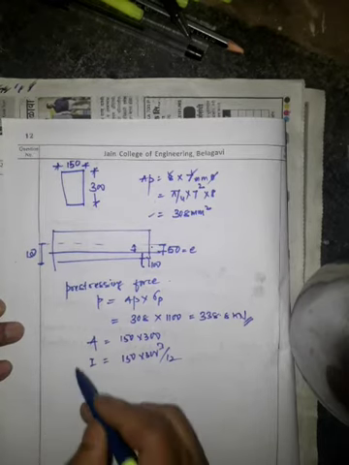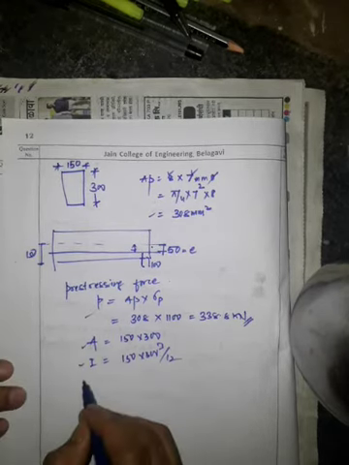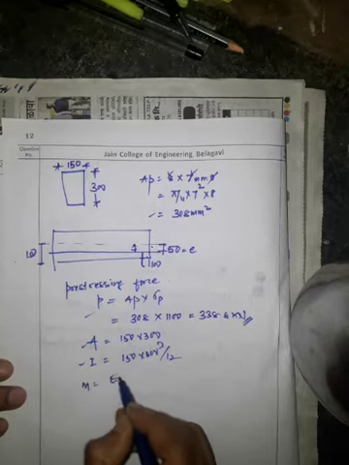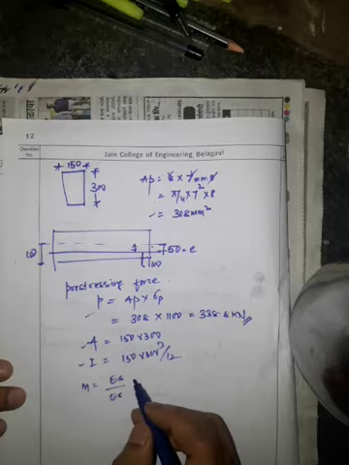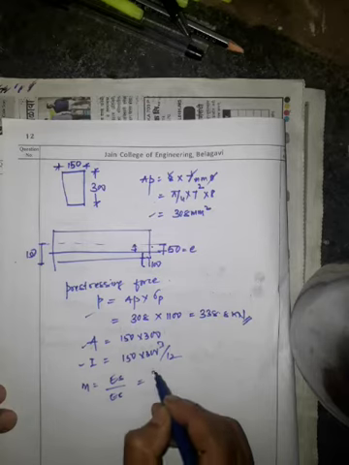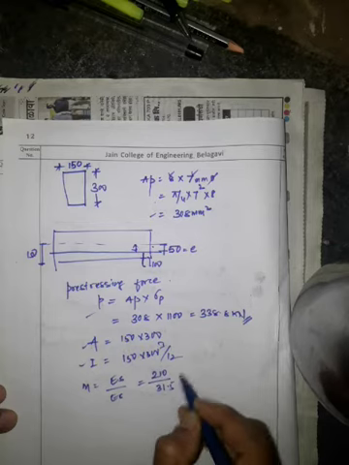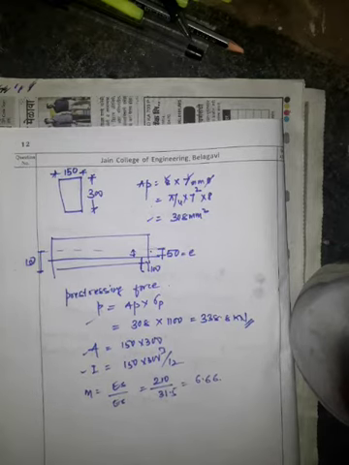Okay, so these are the required data: I, A, P. Then we can find out the modular ratio m. So what is the modular ratio m? It is Es by Ec, the modulus of elasticity of steel over the modulus of elasticity of concrete. So that you have to find out. So we get 210 divided by 31.5, as given. So we get 6.66. We got the modular ratio as 6.66.